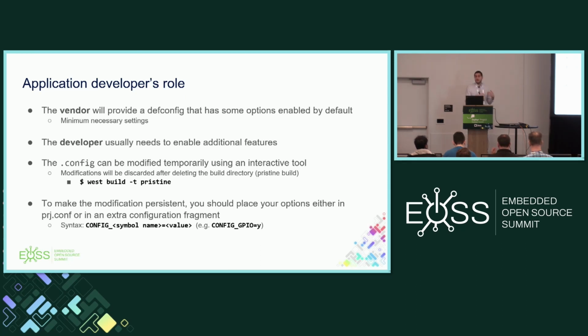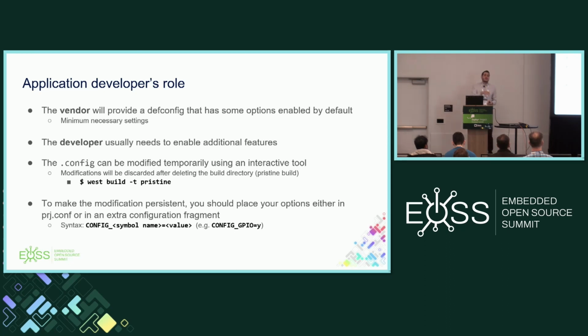In this case, you as a developer should just enable and add the options that you want. So let's say at the beginning I don't have I2C enabled, so I'm just going to enable I2C. I'm going to enable SPI. By default they were not enabled, so this is why I should enable them. When I enable these features, everything is going to be inside the .config. The .config can be modified temporarily using some interactive tools, like menuconfig. But the problem is that it's a temporary modification. The modification will be discarded when you delete the build directory.